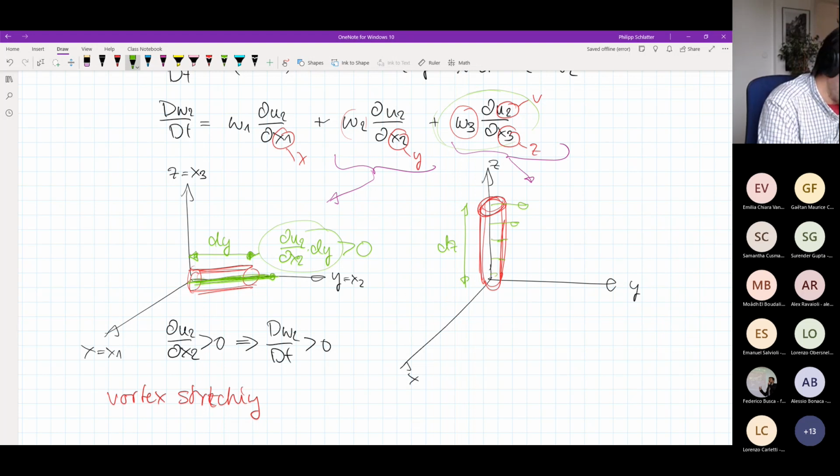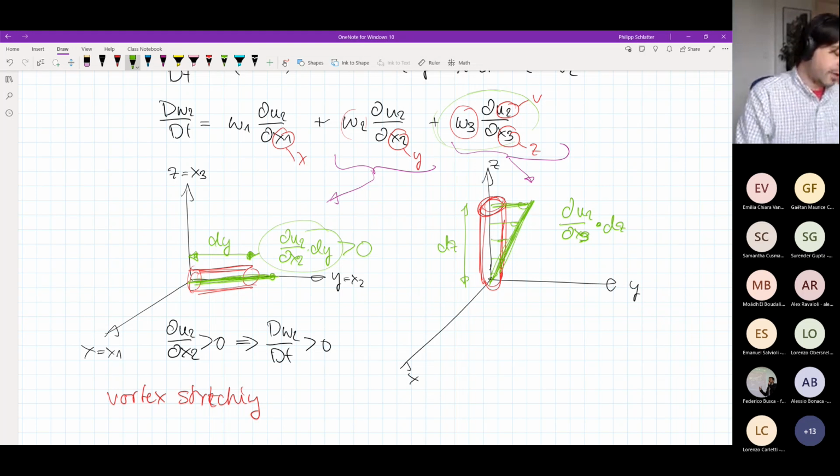The action would be to tilt my vortex. The vortex was straight before, but now I have this velocity gradient, so it will tilt this vortex. And how much does it tilt? Well, in this case, I would have du2 dx3 times dz. So this here would now correspond to the tilting velocity that I have, whereas here on the left side it was the stretching velocity. Here it would be the tilting velocity.